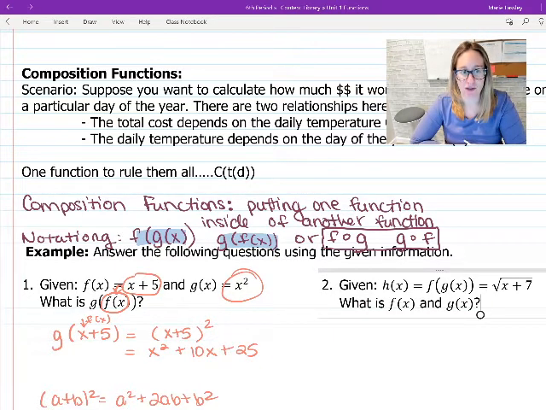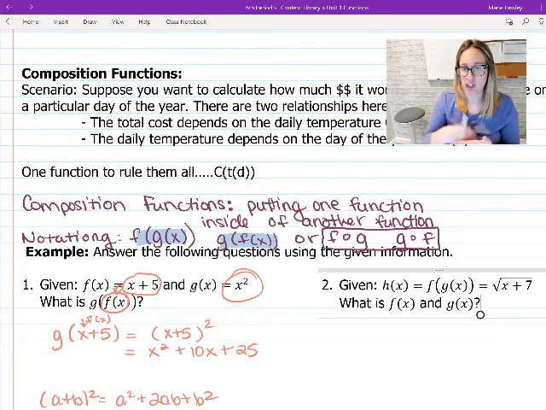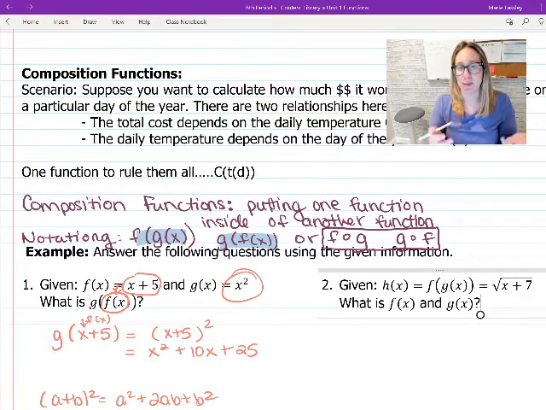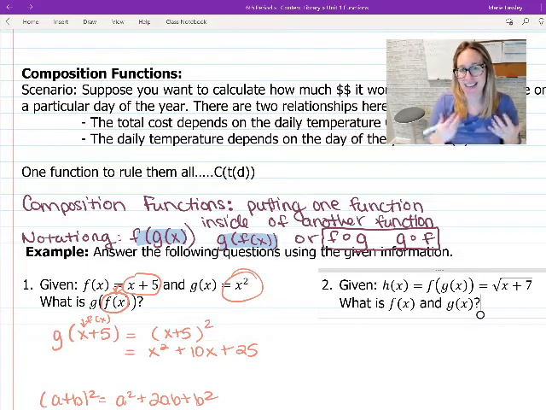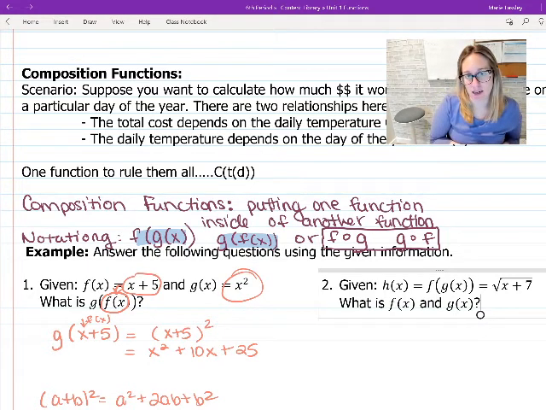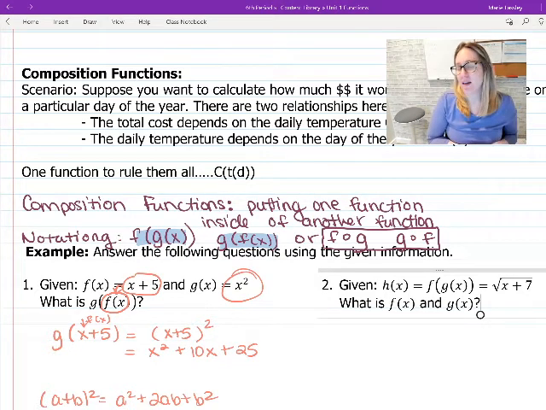Okay, so that is putting one function inside of another function. You do the same thing when you put a number inside of a function. You replace the x with whatever that number is, right? It's substitution. This is the same exact technique that we're using here. It just so happens that there are variables in with the numbers this time. So, one function inside of another function.